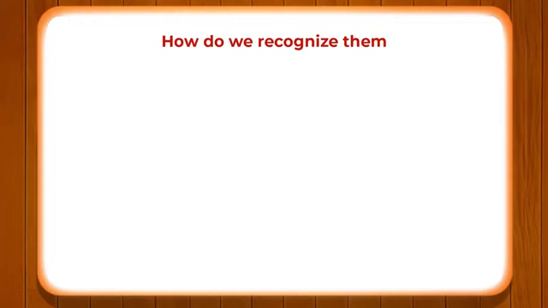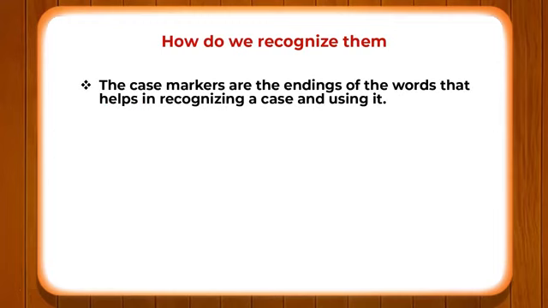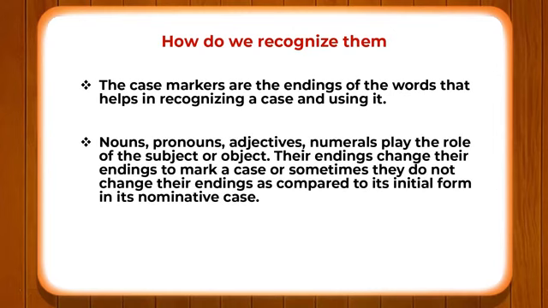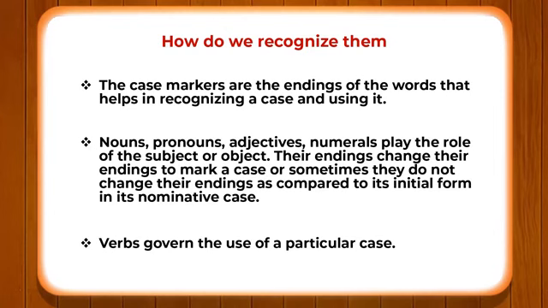How do we recognize them? The case markers are the endings of the words that help in recognizing a case and using it. Nouns, pronouns, adjectives and numerals play the role of the subject or object. They change their endings to mark a case, or sometimes they do not change their endings as compared to the initial form in the nominative case. Verbs govern the use of a particular case.